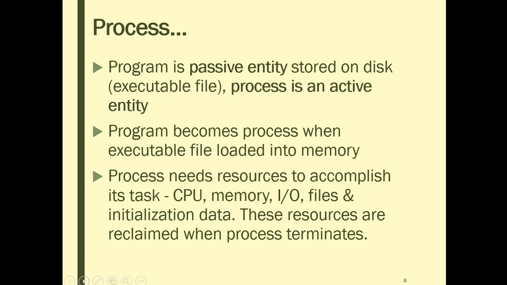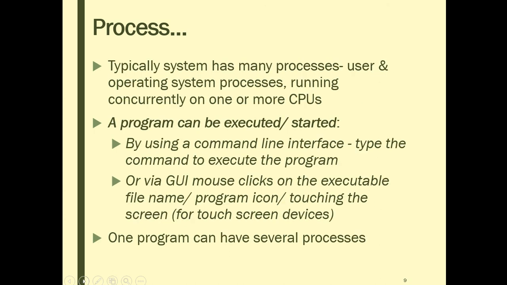A program is a passive entity stored on the disk, whereas a process is an active entity. A program becomes a process when executable files are loaded into the memory. The process needs resources to accomplish its task, which are CPU, memory, I/O, files, and initialization data. These resources are reclaimed when the process terminates. And typically systems have many processes. You have user processes and operating system processes, which are running concurrently.